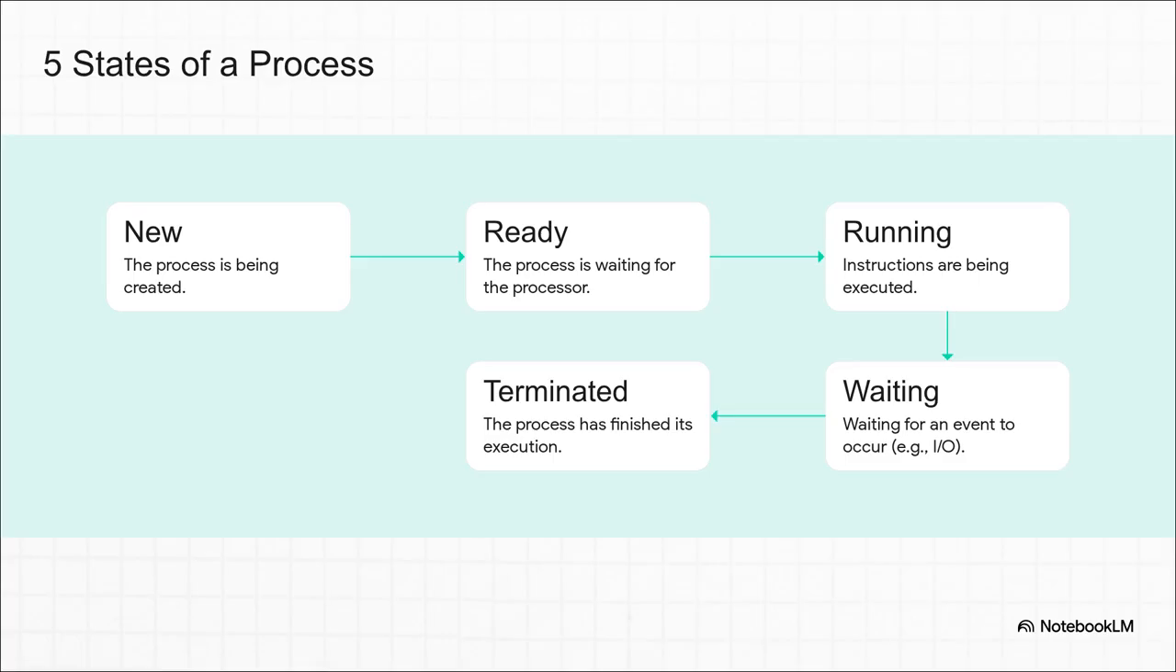Now, a process isn't just on or off. It actually moves through this whole life cycle, these 5 states. It starts out as new, as it's being created. Then it moves to ready, which basically means it's standing in line, waiting for its turn on the CPU. When the OS finally picks it, it's running. If it needs something, like reading from a file, it goes into a waiting state, stepping aside to let another process run. And then finally, when its job is all done, it's terminated. And the OS is just constantly shuffling processes between these states. It's a huge fundamental part of its job.